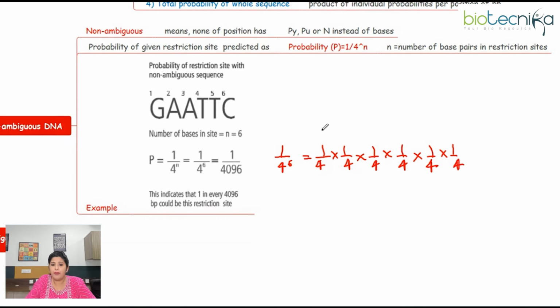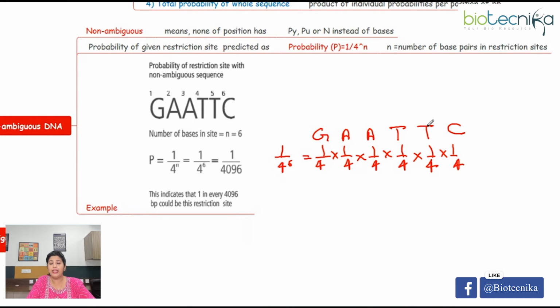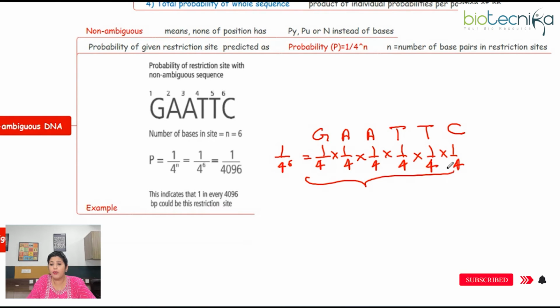So this is the probability for getting G, this is the probability of getting A, this is the probability of getting A, this is the probability of getting T, again T, and then C. So this is the reason we are multiplying the individual probabilities, right? So as I mentioned, we are calculating the total probability of the whole sequence, that is the product of the individual probability per position of base pair.